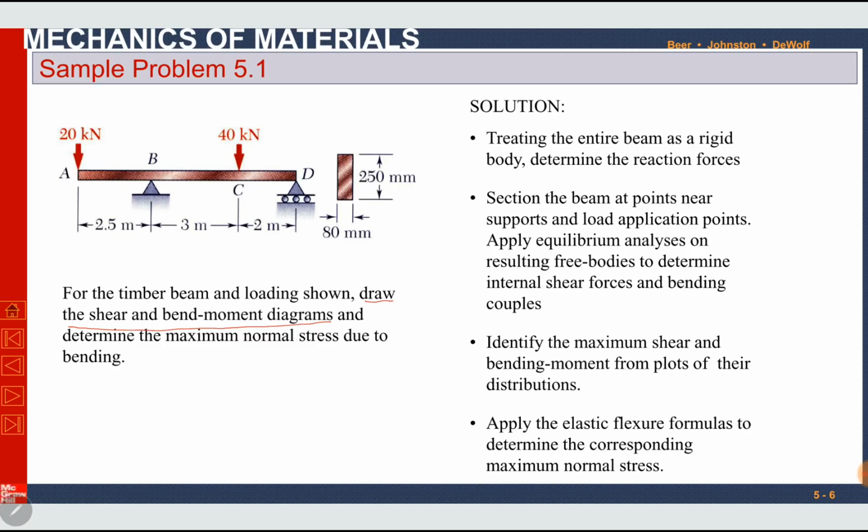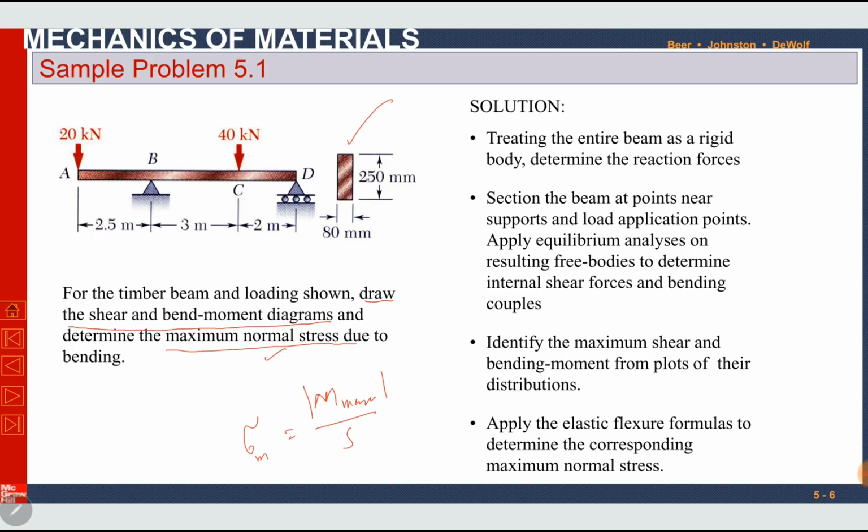After that, we will find the maximum normal stress. So once we draw the bending moment diagram, we will find the maximum moment, and from the maximum moment, dividing it by the section modulus, which we can find from the cross section of the beam, we can find the maximum normal stress which is required. Okay.